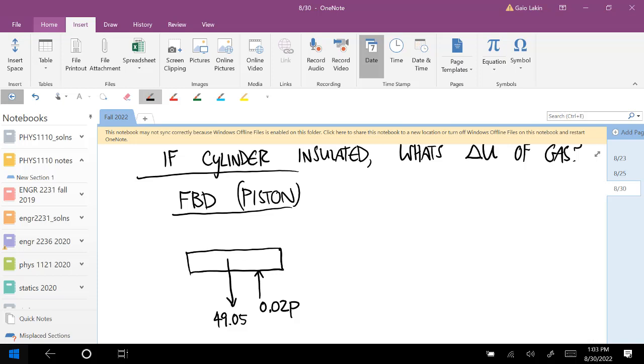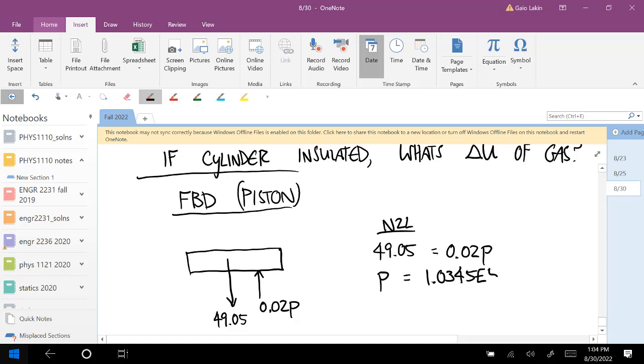And if we're assuming that this is an equilibrium at every instant, again, this has to happen slowly for that to always be true. It's what's called a quasi-equilibrium process. You can assume that at every instant this is an equilibrium. Then Newton's second law says 49.05 is equal to 0.02 P. And so P is equal to 1.0345 times 10 to the 5th pascals.